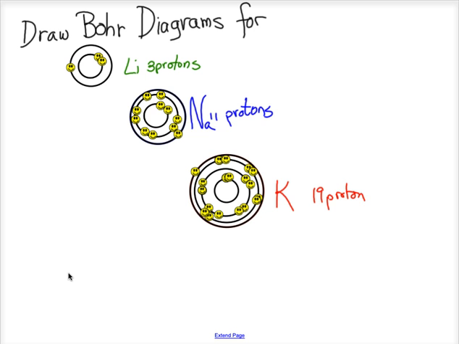Number 1, more protons in the nucleus. Number 2, more energy levels. And because there are more energy levels, the outer valence electron, in the case of lithium, is shielded from the nucleus in the center by 2 electrons. In the case of sodium, the outer electron is shielded from the nucleus by a total of 2 plus 8.